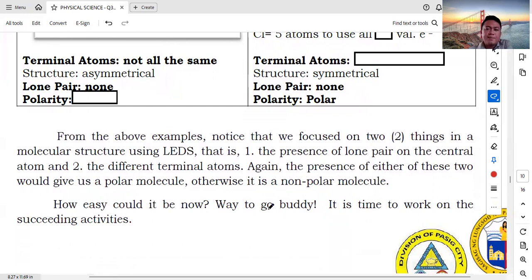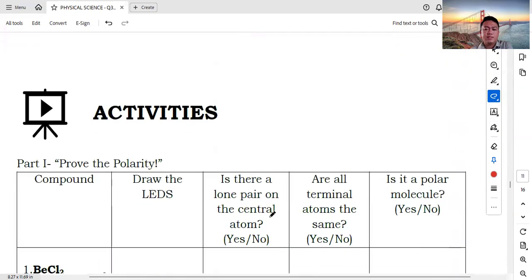Now, from the above examples, notice that we focus on 2 things in the molecular structure using Lewis structure. That is the presence of a lone pair on the central atom and the different terminal atoms. Again, the presence of either of these 2 would give us a polar molecule. Otherwise, it is non-polar. So how easy could it be now? Way to go, buddy. It is time to work on the succeeding activities.